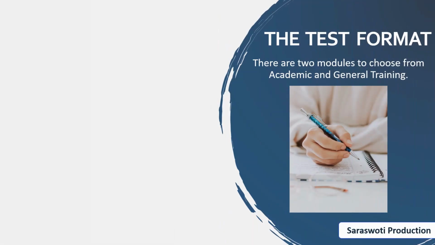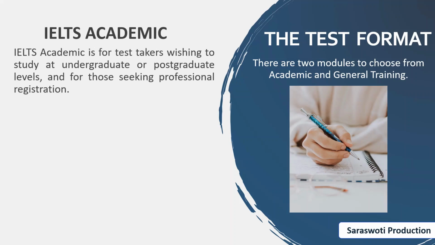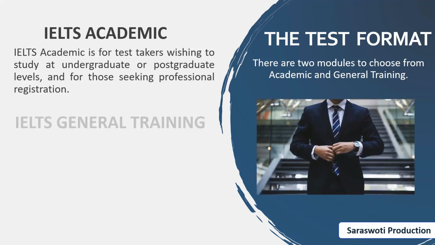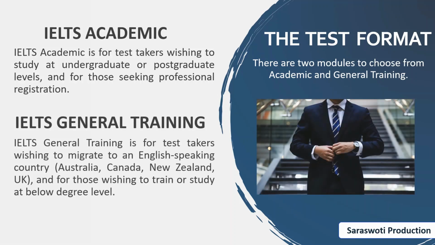The test format. There are two modules to choose from, Academic and General Training. IELTS Academic is for test takers wishing to study at undergraduate or postgraduate levels and for those seeking professional registration. IELTS General Training is for the test taker wishing to migrate to an English-speaking country like Australia, Canada, New Zealand, and UK, and for those wishing to train or study at below degree level.